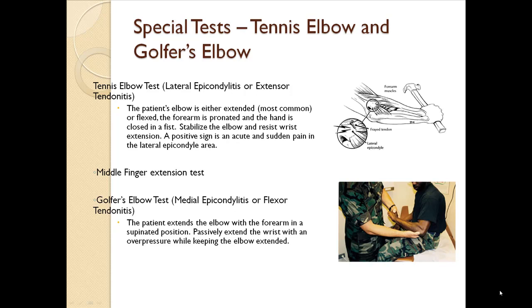In a golfer's elbow test, the patient again extends the elbow. This time the forearm is supinated and the wrist is extended passively and overpressed. The individual would complain of pain over their medial epicondyle. Again, this test can be replicated. Instead of doing a passive wrist extension, we can sometimes ask the patient just to grip on an extended elbow.